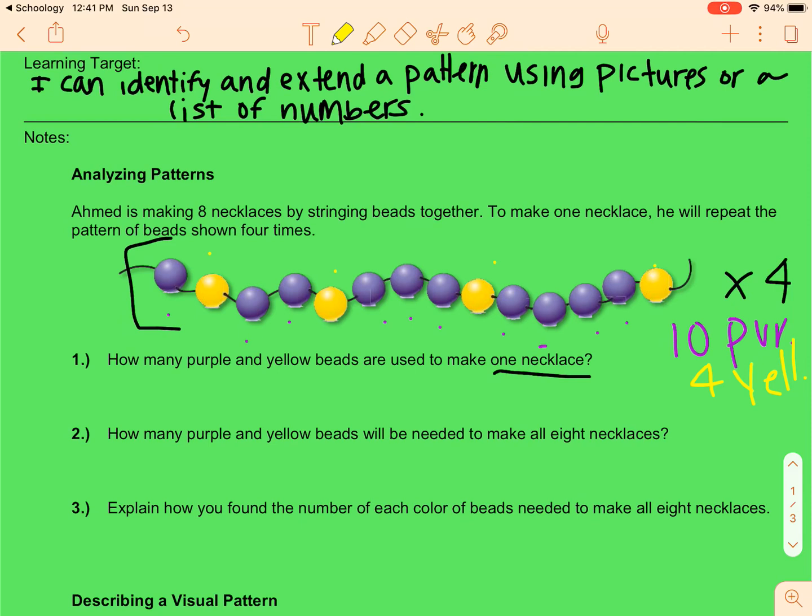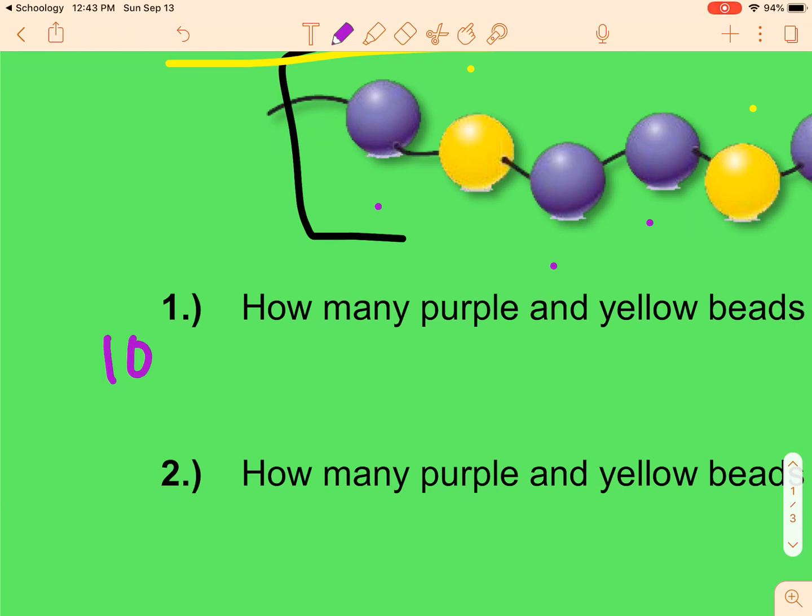Alright, now it's asking how many purple and yellow beads are used to make one necklace. But remember, to make one necklace, he's going to repeat this pattern 4 times. So what are we going to do to figure out how many beads it's going to take for one necklace? Right, we're going to multiply these numbers by 4. So, our purple, he has 10 beads times 4. 4 times 0 is 0. 4 times 1 is 4, so 40. He is using 40 purple beads.